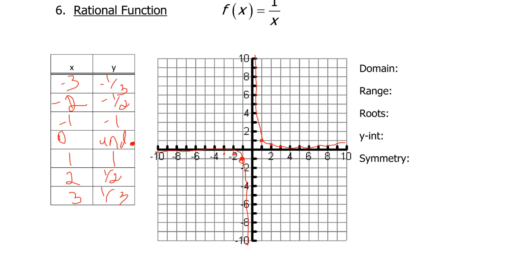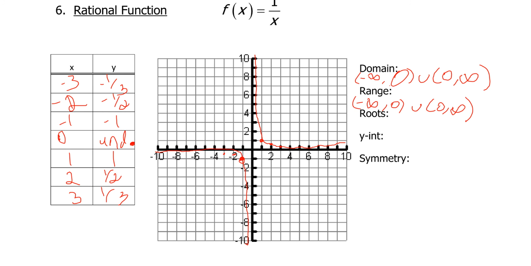Now, our domain goes from negative infinity to 0, union 0 to infinity. It goes negative infinity to 0, and then it picks up and shoots all the way up there, and then carries on out to infinity. Our range for this is going to be the exact same thing: negative infinity to 0, union 0 to infinity.